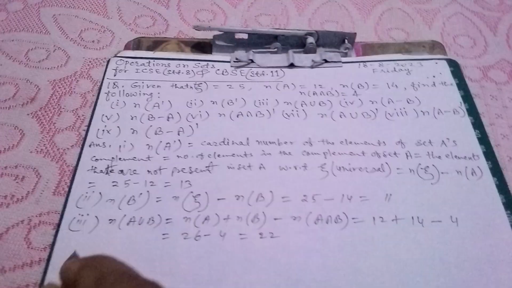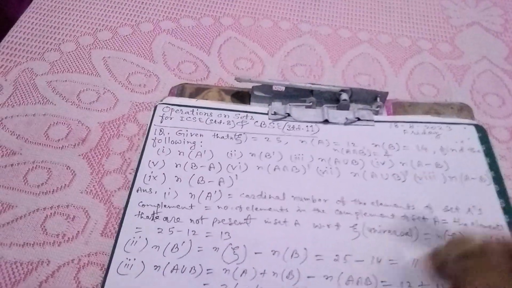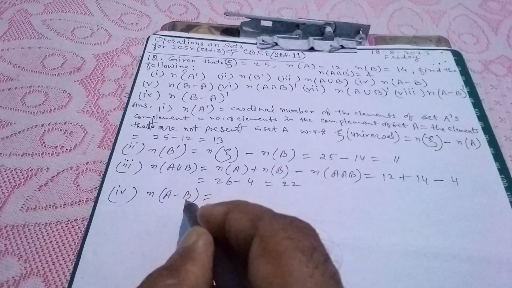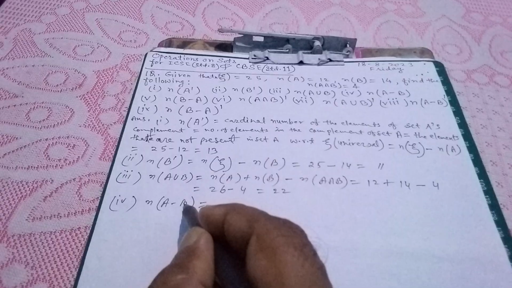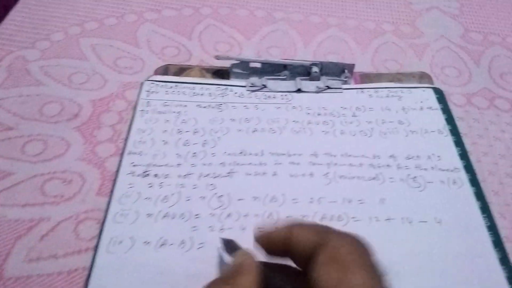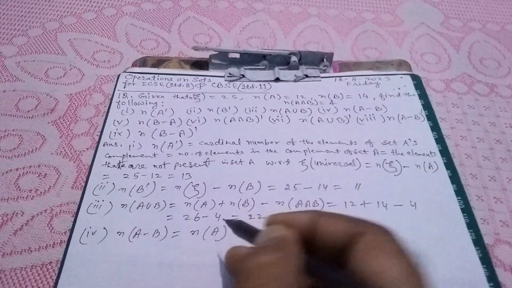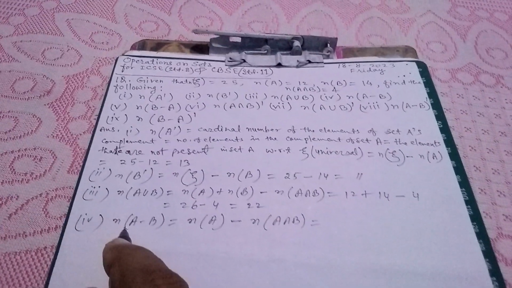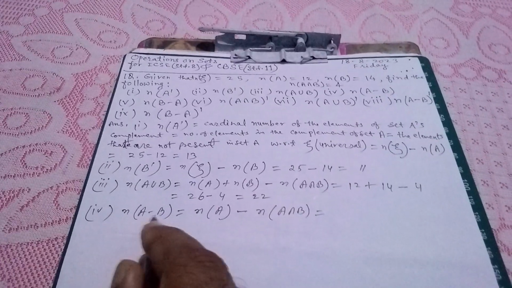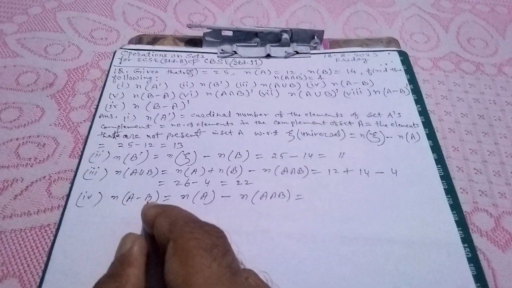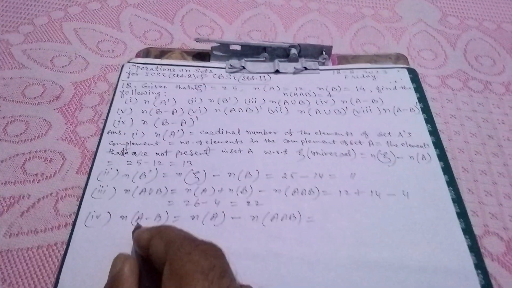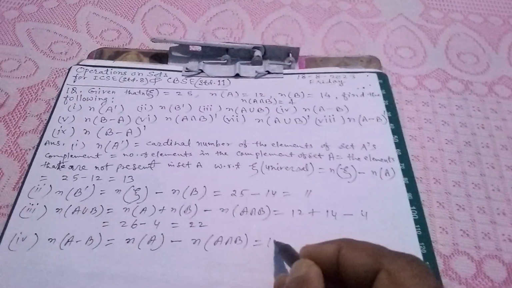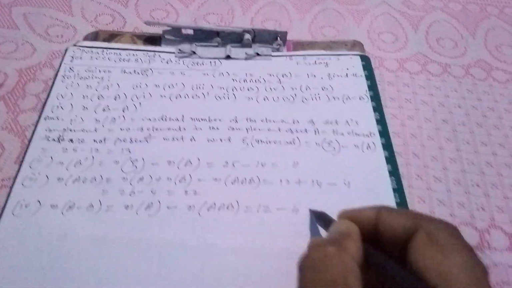So in this way, the fourth one we are finding is read as the cardinal number of the elements which are in A but not in B. That means we will write it as the cardinal number of A difference A intersection B. That means those elements which are in A but not in B, and that is called the difference of sets A and B. So A is 12 and the intersection is 4, which equals 8.